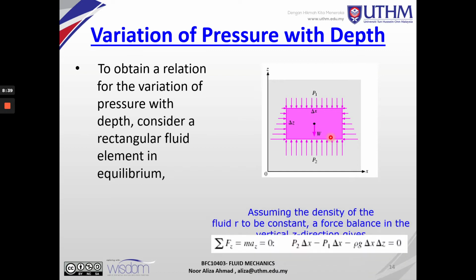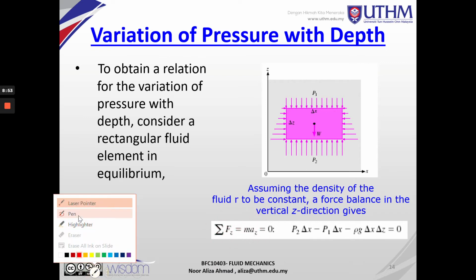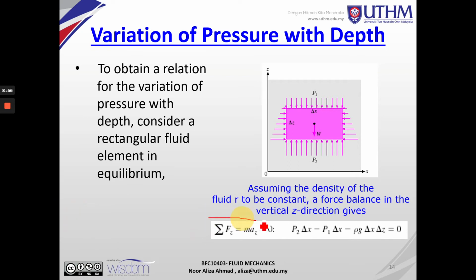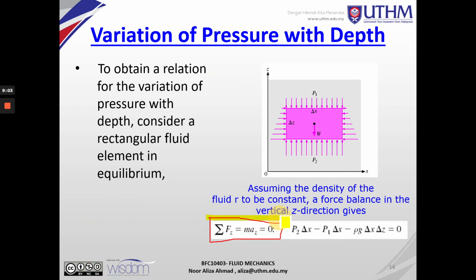Assuming the density of the fluid, rho, to be constant, a force balance in the vertical z direction gives the following. We know the force equation: F equals m times a, where m is the mass and a is the acceleration, and this is equal to 0.